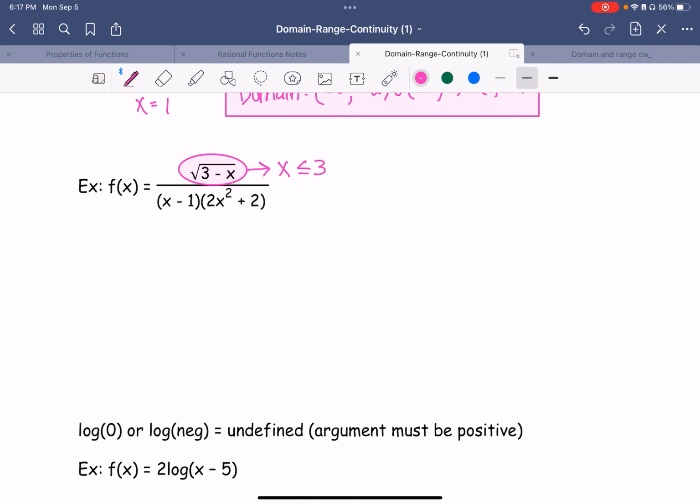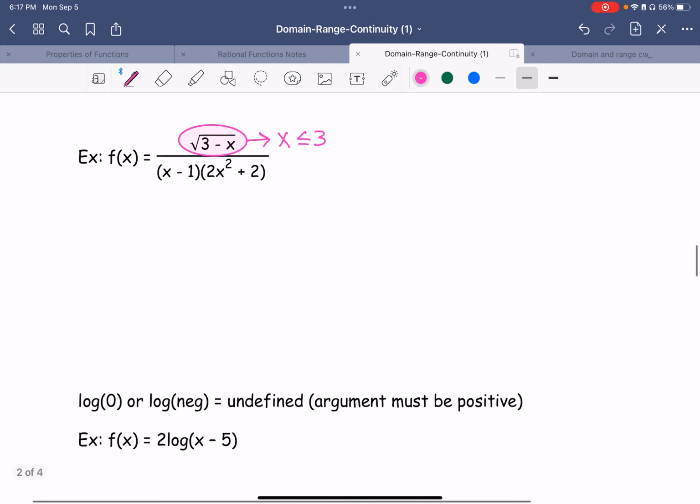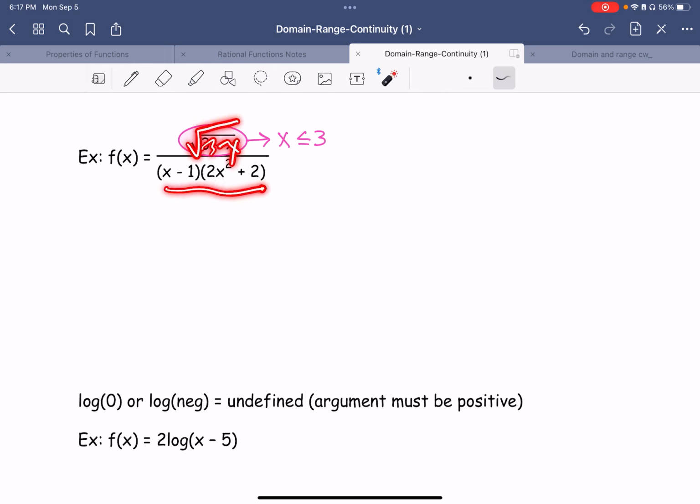Okay. And I'll come back to that. Now I'm just going to focus on the denominator. So with rational functions, the first thing you need to do is try to factor and simplify. But regardless of how I factor this, I will probably never see the factor of square root of 3 minus x down here at the bottom. So if nothing cancels out, then there is no hole.